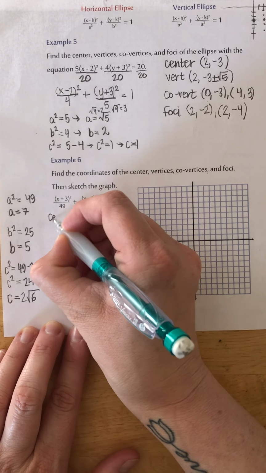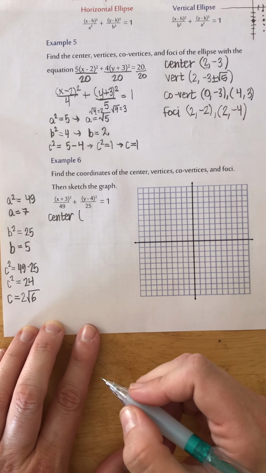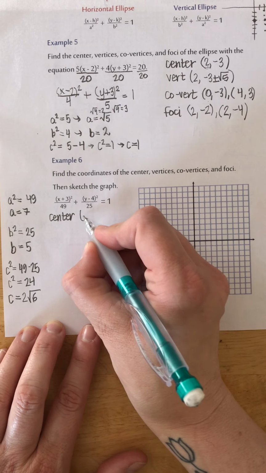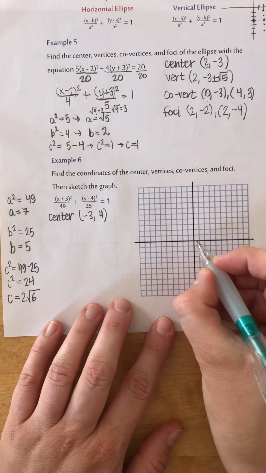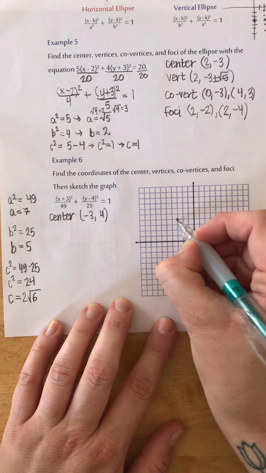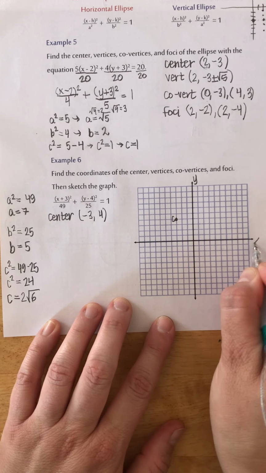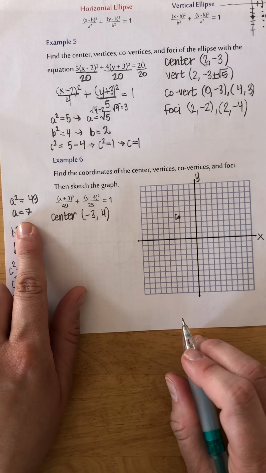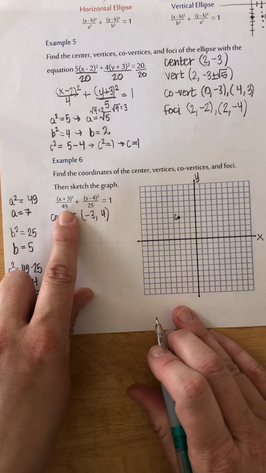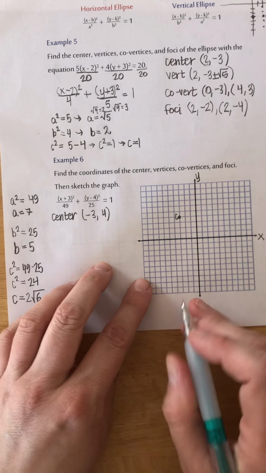So let's start by writing down what the center is. This is where we want to know h and k, which are the opposite of what we see. H is -3, k is +4. So I'm going to start by plotting that point. And I'm just going to put a C beside it for center. All right, let's figure out the vertices. Remember, they come from the A, and our A was underneath the variable x. X-axis goes left to right, so we will be going left to right.